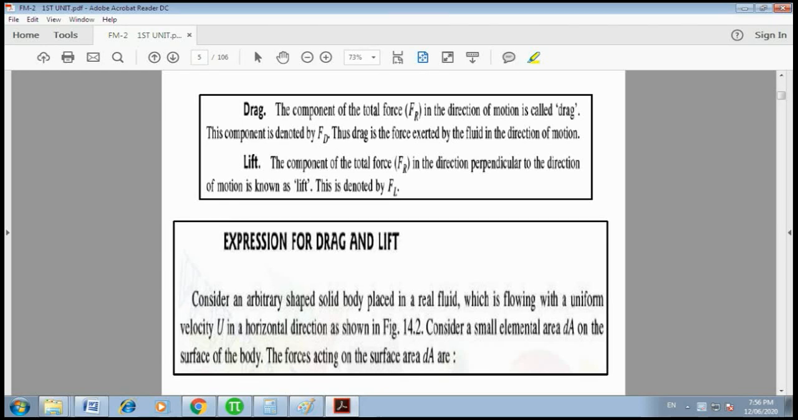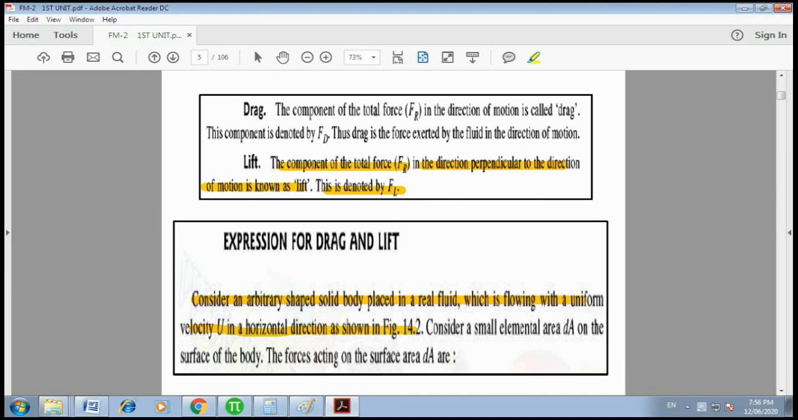Then what is the definition of lift? The component of the total force Fr, this is the total force, and its vertical component, perpendicular to the direction of motion, is called lift. This is denoted by Fl. Now we'll see the derivation for this. Consider an arbitrary shaped body placed in a real fluid which is having uniform velocity u in the horizontal direction, as shown in figure 14.2.